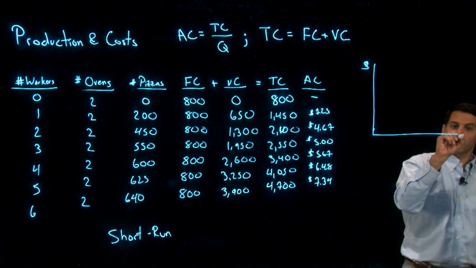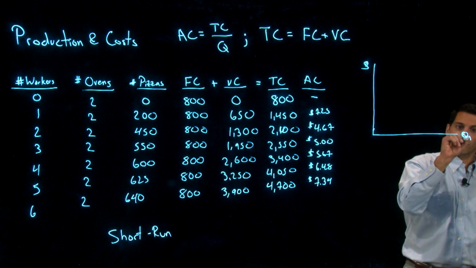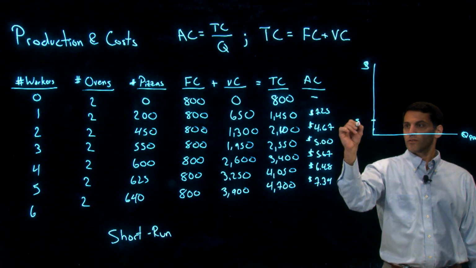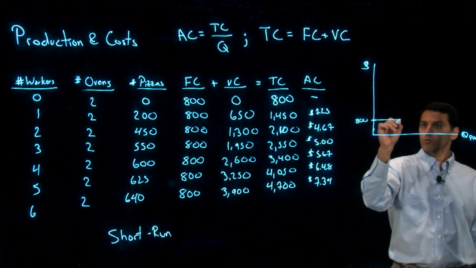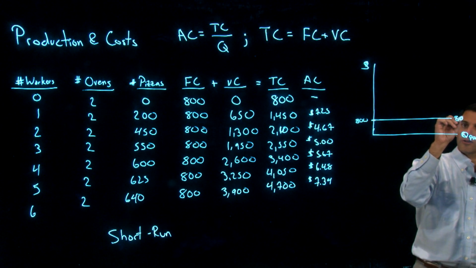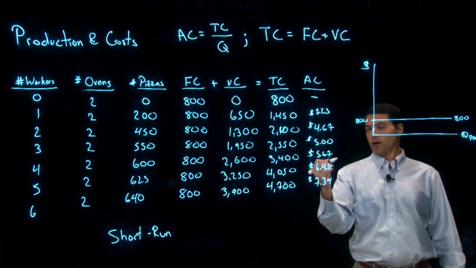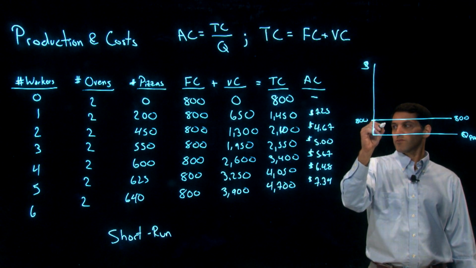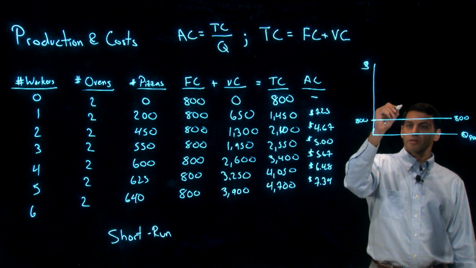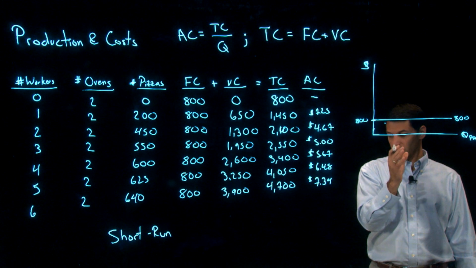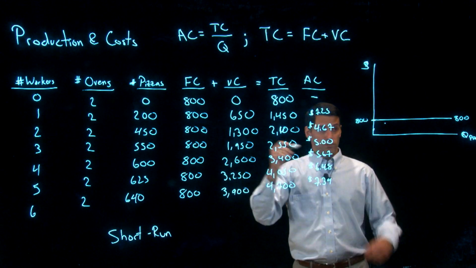right, so here's the number of pizzas. All right, so what's happening here? Well, I've got a fixed cost that's always at 800, right? But my variable cost is going up. It goes from 0 to 650 to 1,300, right? But it's not going up in a straight line, really, because that's going for number of workers.